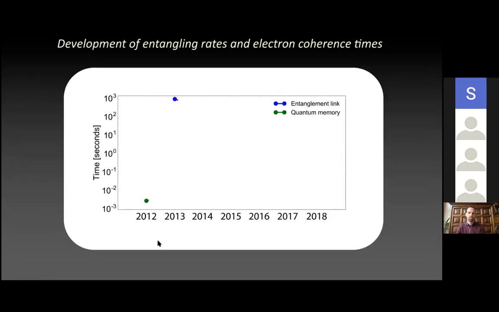And it's quite interesting if you look at the evolution of the time it takes to make an entangled link and the quantum memory time. You see that they indeed cross here in 2018, and together they bridge about 6 orders of magnitude. So there's been a rapid increase in the functionality of these nodes.